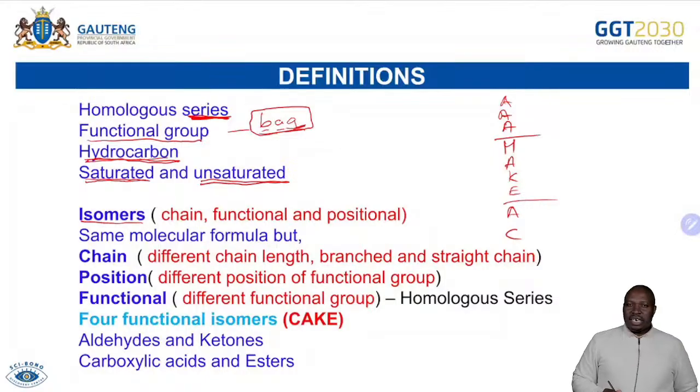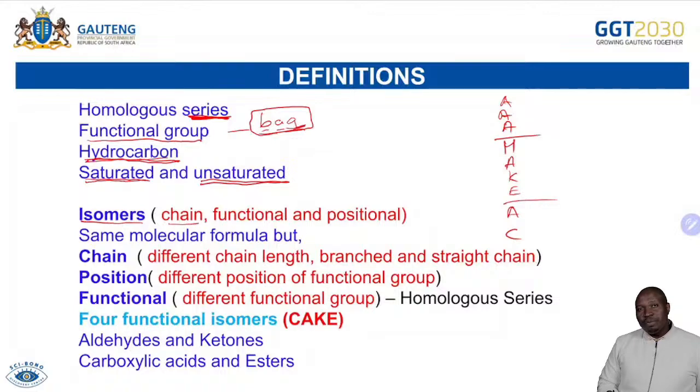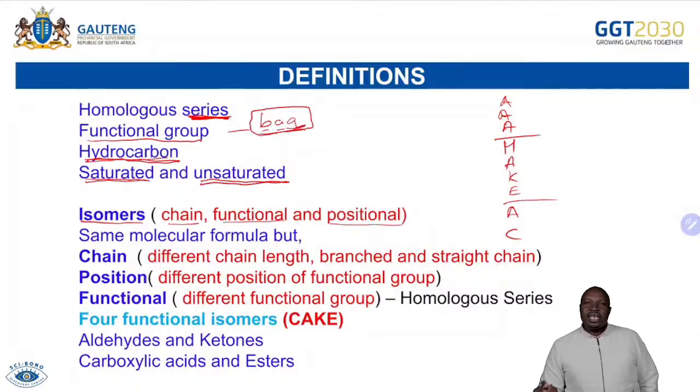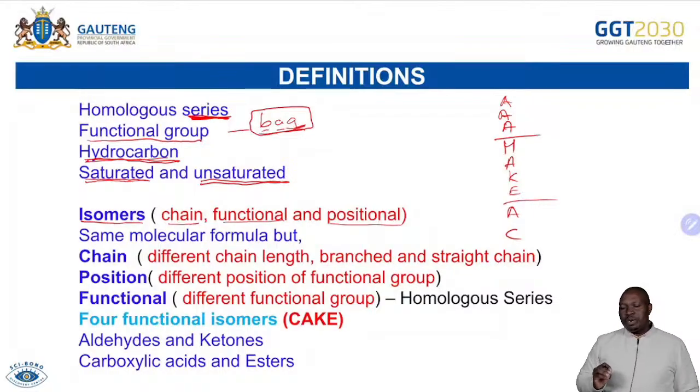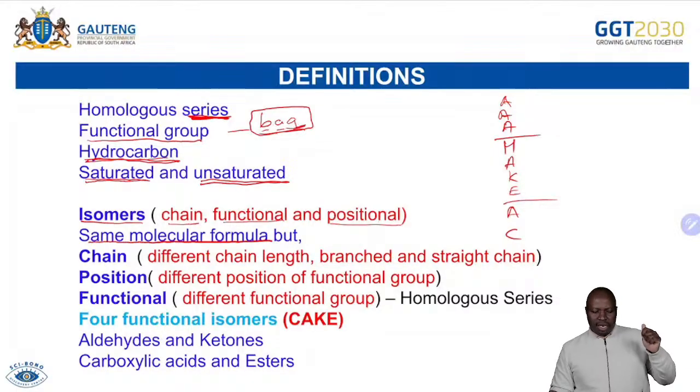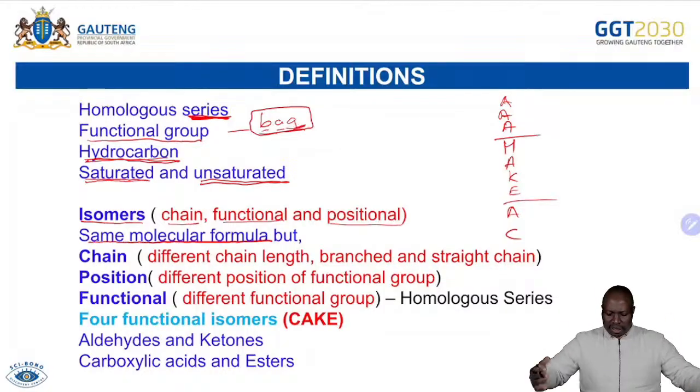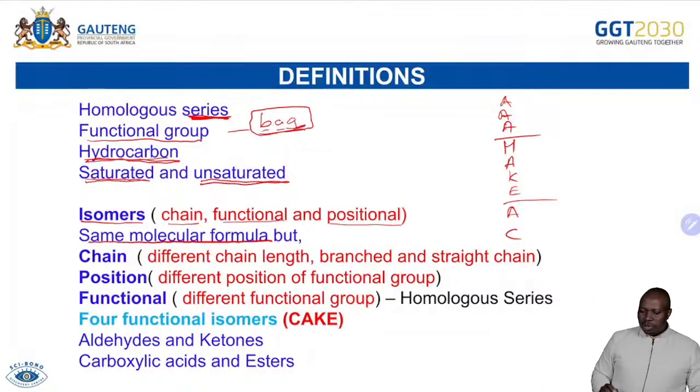So we have three types of structural isomers, which are your chain isomer, your functional isomer, and your positional isomer. And as you define all of these isomers, you will always start by saying same molecular formula. That's where you will start. Then you look at the name itself and say what is different in that structure. For example, chain isomers, you will say these are organic molecules with the same molecular formula, but different types of chain or different chain length.